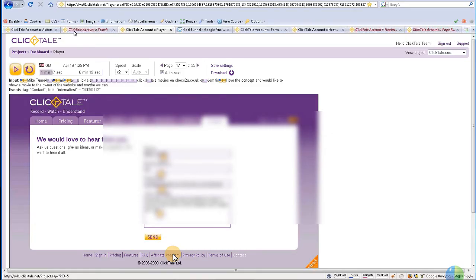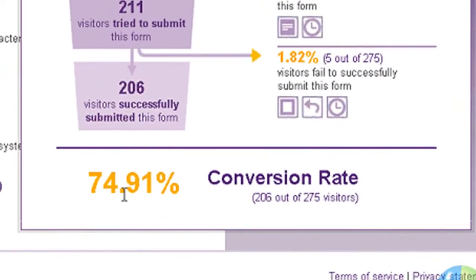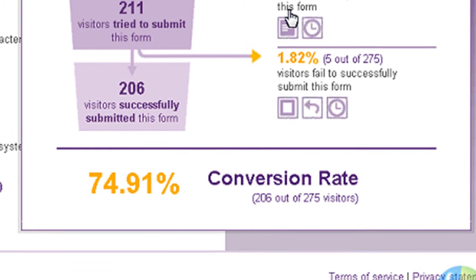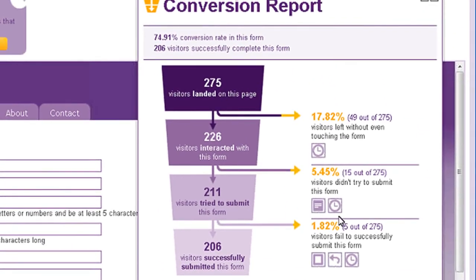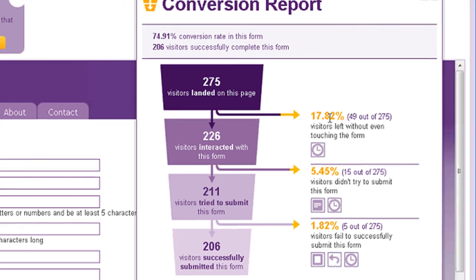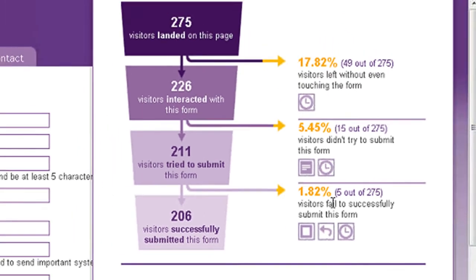So the first thing I wanted to show you is the form analytics. You have your conversion rate on the report that you get in other analytics as well, but here you get a breakdown of three different percentages of this number. The first number tells you how many people actually left without even interacting with the form. The second number tells you how many people tried to leave the form in the middle. And the last number tells you how many people failed to actually submit the form, or tried and failed.